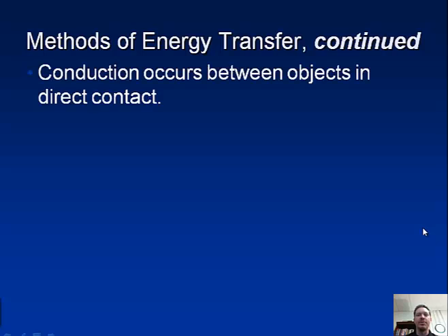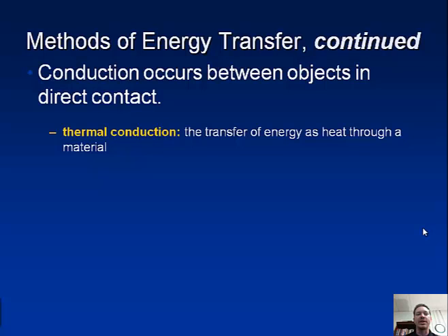Conduction occurs between two objects that are in direct contact. If we look specifically at thermal conduction, it's the transfer of energy as heat through a material. So in order for conduction to take place, some object or material has to be in contact with another object, typically a hotter object in contact with a cooler object.